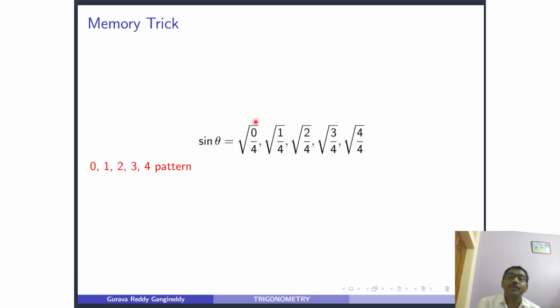Okay. So for theta equal to 0 degrees, root over 0 by 4. For theta equal to 30 degrees, root over 1 by 4. For theta equal to 45 degrees, root over 2 by 4. For theta equal to 60 degrees, root over 3 by 4. For theta equal to 90 degrees, root over 4 by 4. Okay.